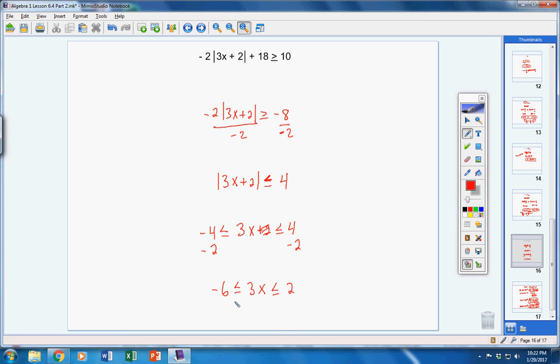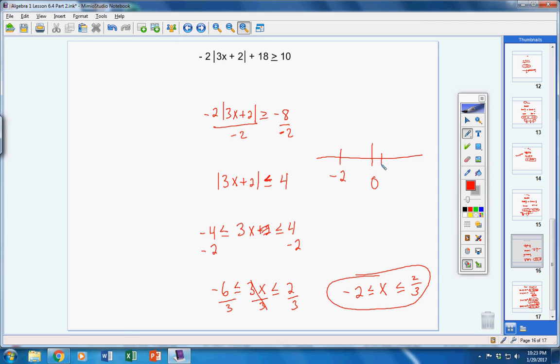Okay? Now divide everything by 3 to get rid of my 3. And I'm left with negative 6 divided by 3 is negative 2. Here your 3's cancel, leaving you with x. And over here you're left with 2/3. And that is your answer. It's a conjunction, and that's your answer. If I asked you to graph it, you would have negative 2 right here, positive 2/3 right here. You'd have a point here and a point here. They would both be closed because you have equal signs.